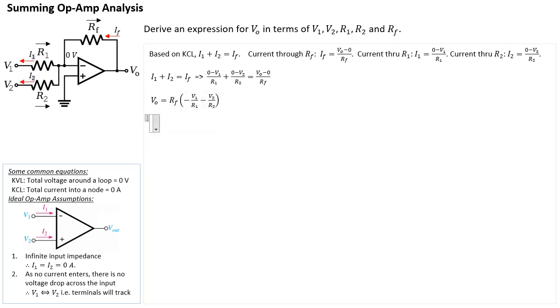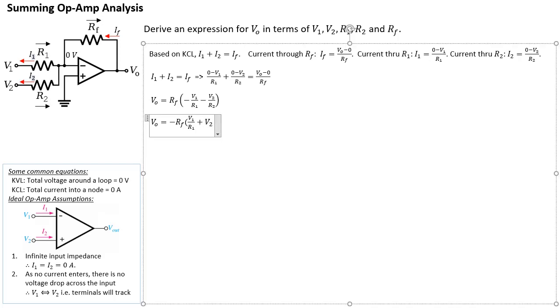So VO is going to equal negative RF, because I'm taking that negative from inside the bracket, and what's left inside the bracket is just this expression, V1 divided by R1 plus V2 divided by R2. So that's basically the expression for VO in terms of all the rest of the symbols.